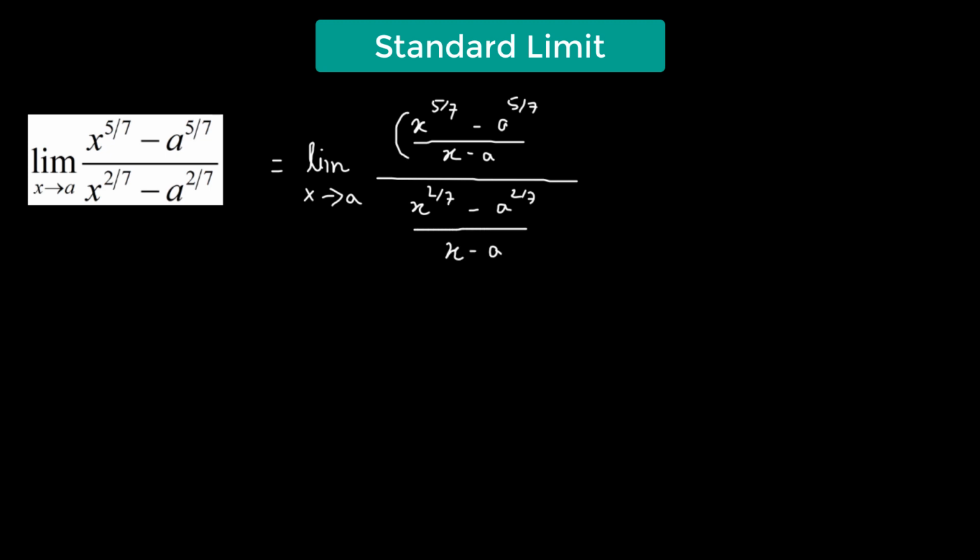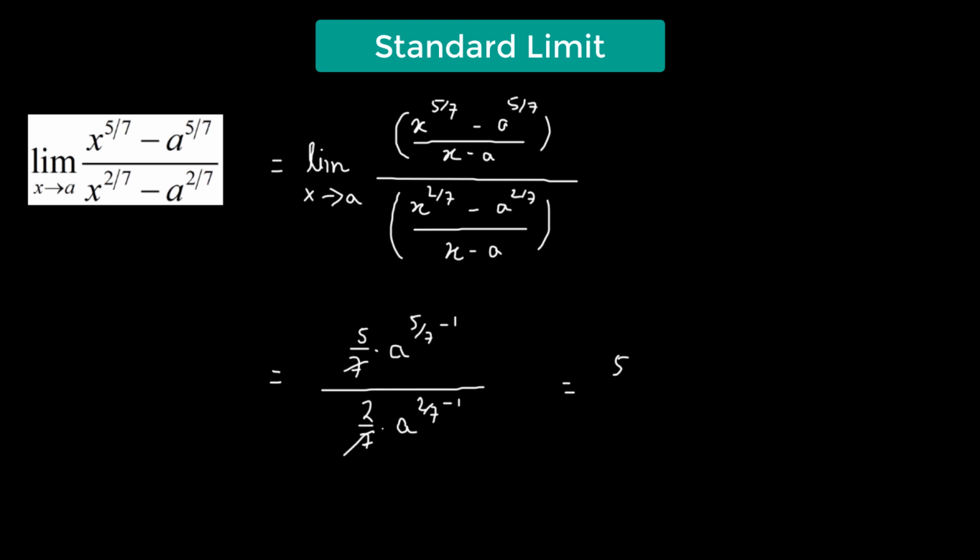Now what we're going to do, we're going to apply the limit individually to both the numerator and the denominator. So that will give us 5 over 7 times a raised to the power of 5 over 7 minus 1 divided by 2 over 7 times a raised to the power of 2 over 7 minus 1. So we can cancel out the 7 and 7. So that will give us 5 over 2 times a raised to the power of negative 2 over 7 in the numerator divided by a raised to the power of negative 5 over 7 in the denominator.